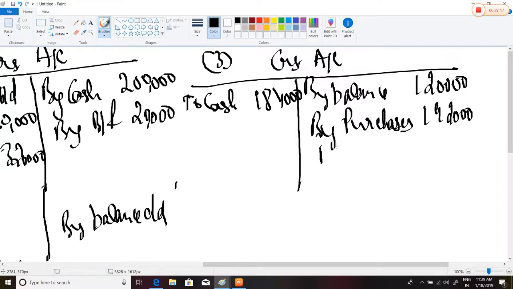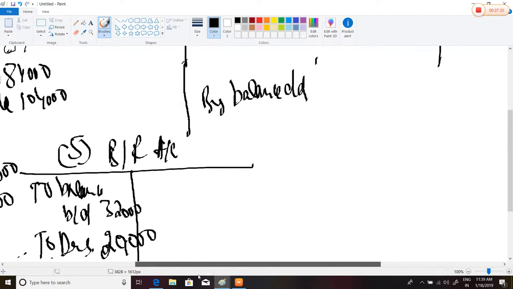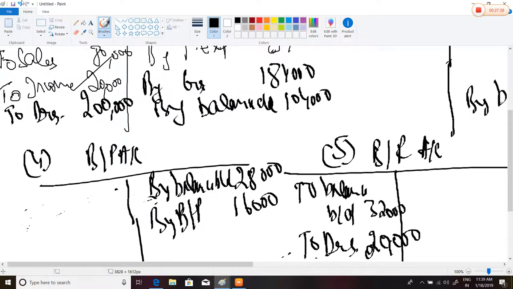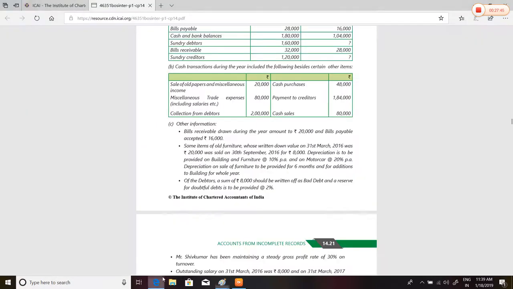Creditors to bills payable with the journal entry 16,000. Again, a mistake, sorry, 16,000 by creditors. Next point: some items of old furniture whose written down value on 31st March 2016 was 20,000 was sold on 30th September 2016 for ₹8,000.